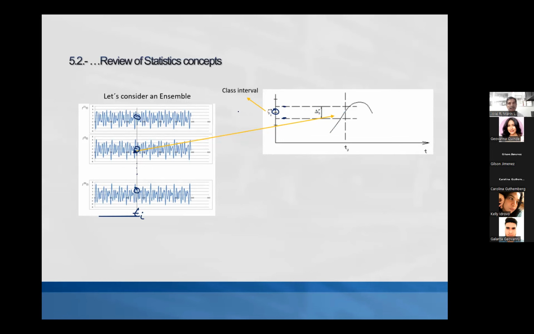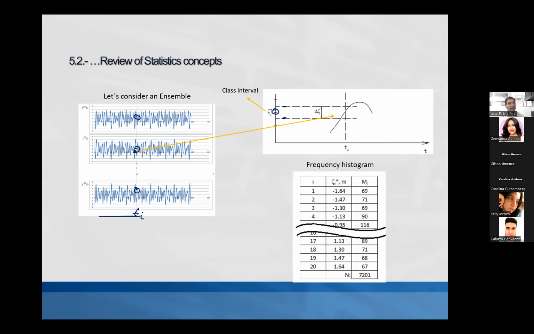Okay, so what we have to do now is we're going to make an accounting. We're going to see how many of these values, from each one of these signals, lie in each one of these intervals, right? And this is what we call a histogram, a frequency histogram. So we have the number of interval. This is the class of each one of them. And this is the number from each one of these signals that, at time ti, each one of these signals is in each one of these intervals.